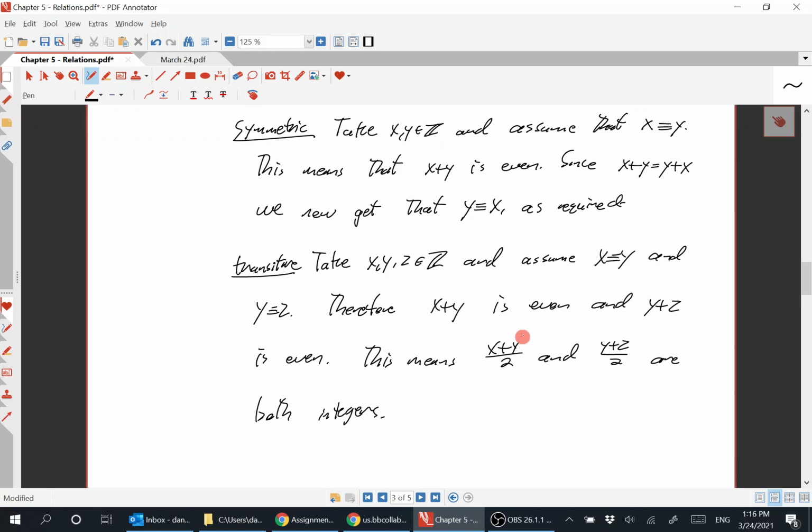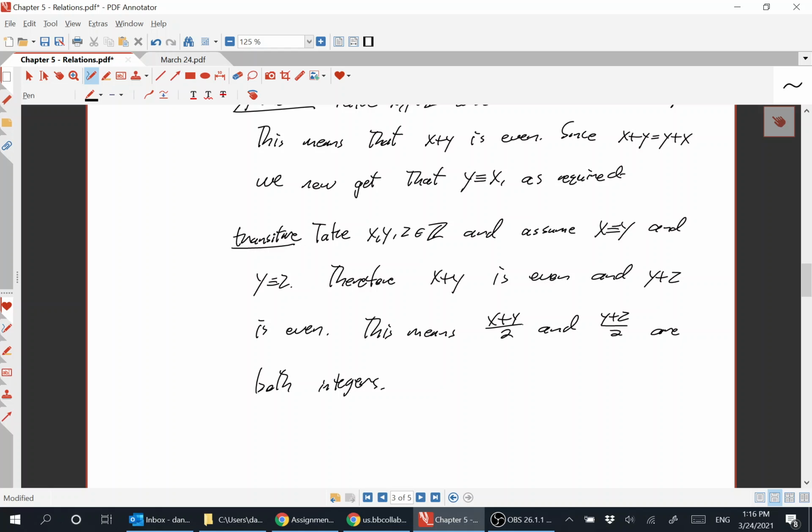You get another integer, not like 3. 3 over 2 is not an integer. It's 1.5. Okay, so now x plus y over 2 and y plus z over 2.